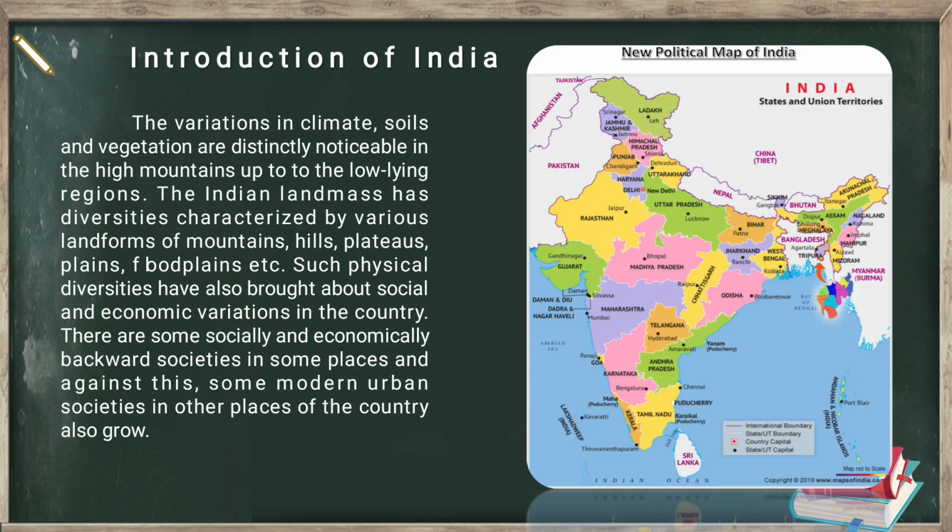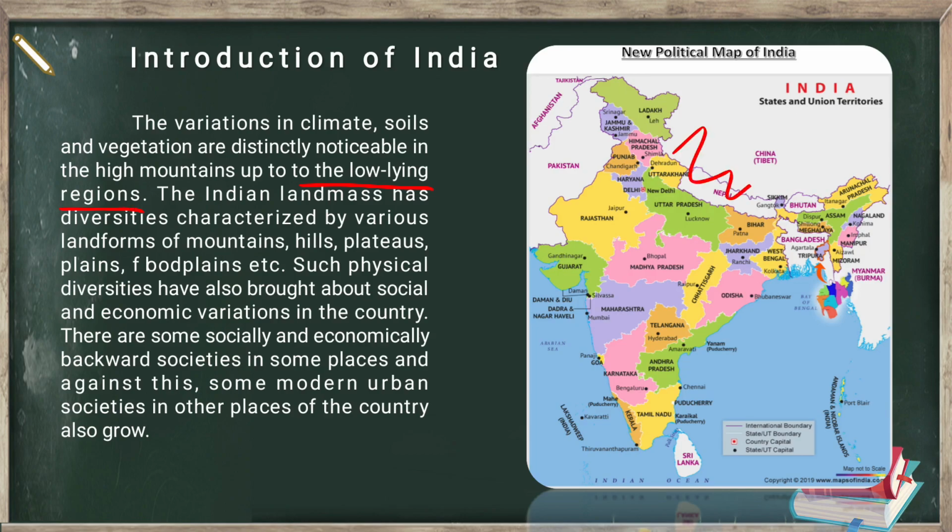Then what variation do we have? So that's why India is a very diverse country. The variation in climate, soil, and vegetation is distinctly noticeable from the high mountains to the low-lying regions.